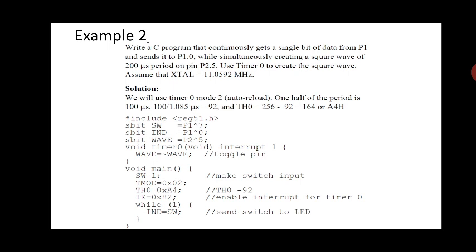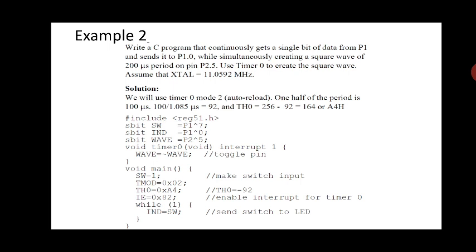Now let us come to the program part. If I want to include the registers in a C file, we have to give include reg51.h, the include directory. Next is sbit to indicate a single bit: SW at P1.7, SWIND at P1.0, and the square wave at which port? P2.5, which means I'll get a square wave at port P2.5.